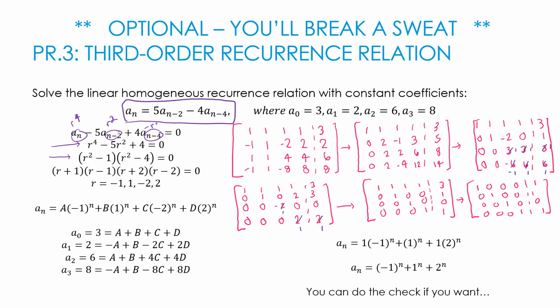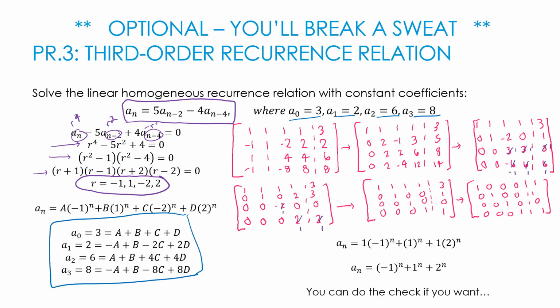When I factored, I came up with r squared minus 1, r squared minus 4, which then became r plus 1, r minus 1, r plus 2, r minus 2, difference of squares pattern, which means I've got 4 distinct roots. It also means I've got 1, 2, 3, 4 initial conditions, and because I have 4 initial conditions, I have a system of 4 equations with 4 variables, a, b, c, and d.